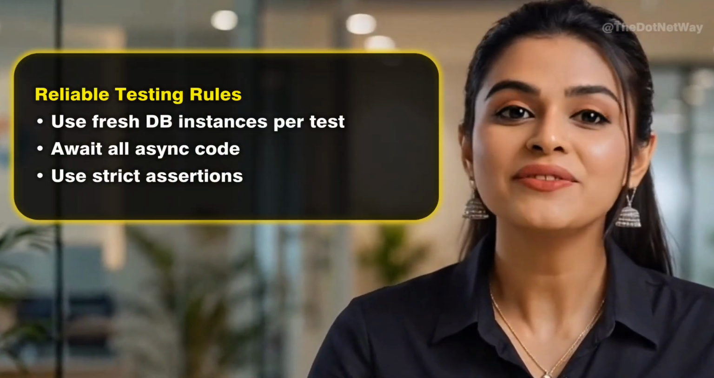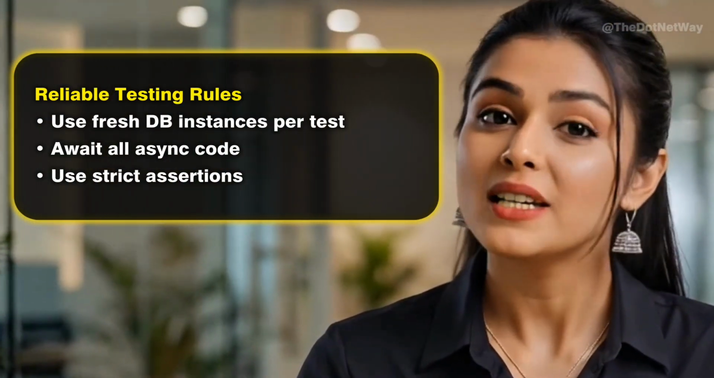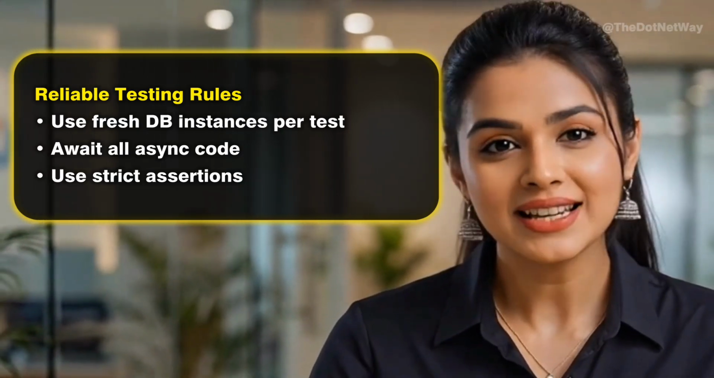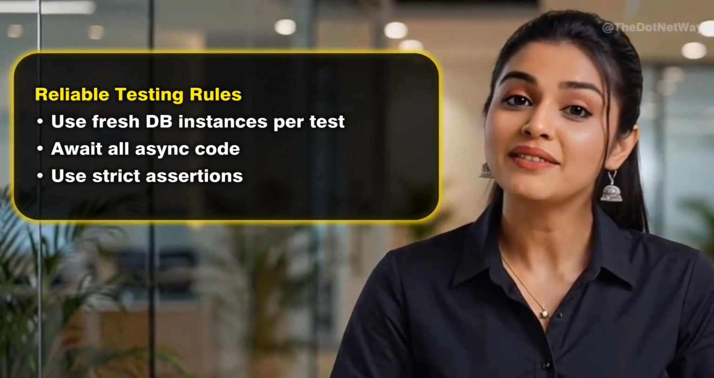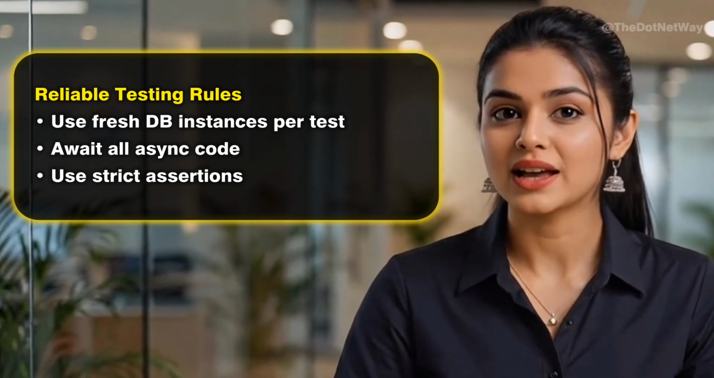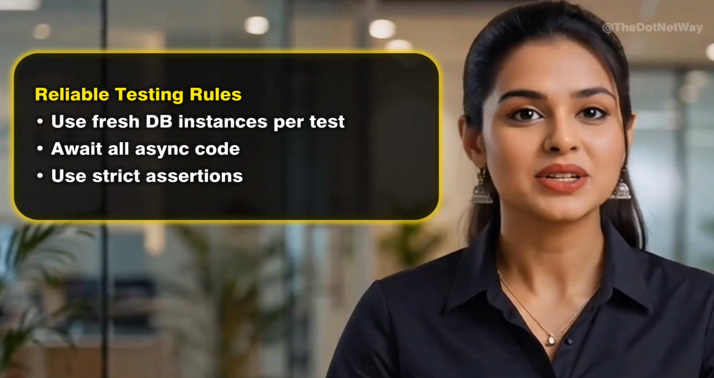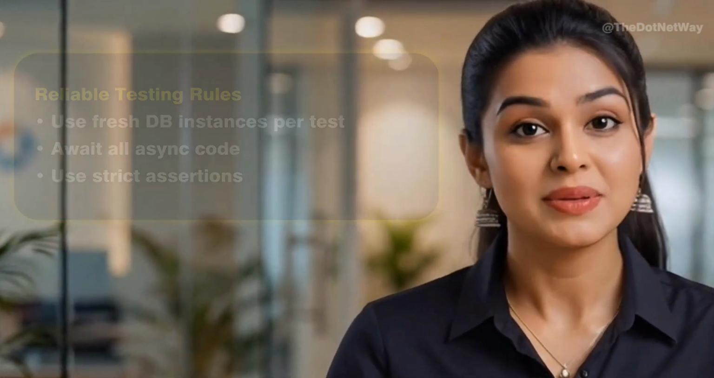How do you make sure your tests are reliable and aren't passing by accident? The biggest rule is using fresh database instances for every test. If you reuse data, a test might pass just because data from a previous test was left behind. Also, ensure all your asynchronous code is properly awaited and use meaningful assertions. Don't just check if a result is not null, check if the actual properties match your expectations.